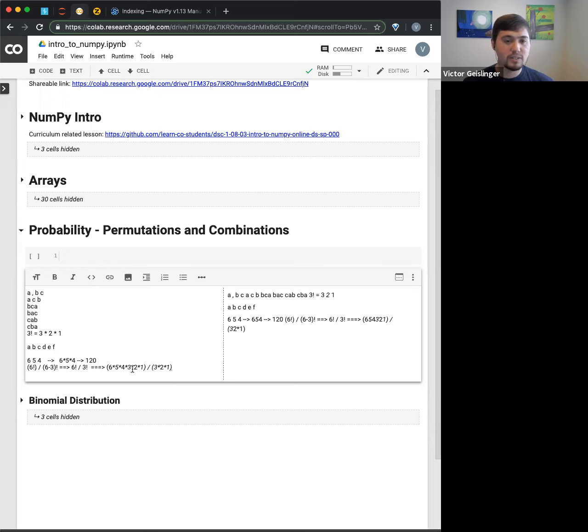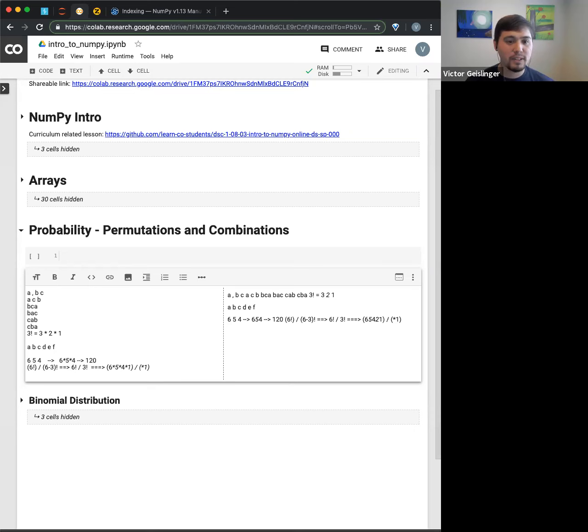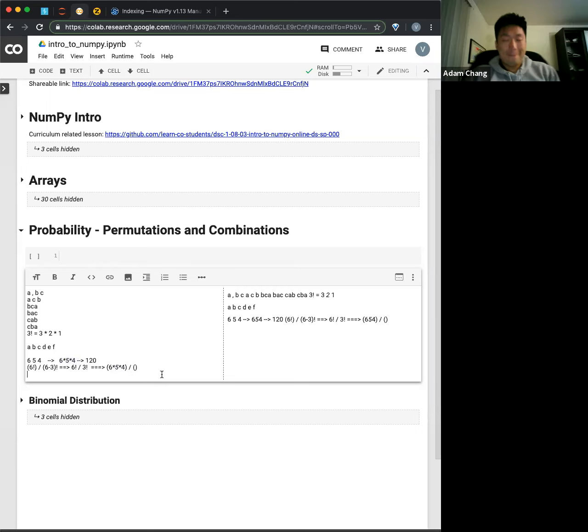And so what's 3 divided by 3? 1. So I can get rid of the 3. What's 2 divided by 2? 1, and of course I don't care about 1s, but also 1 divided by 1 is 1. So you can see that what's left is 6 times 5 times 4. Oh, it's like magic. Math is magic. So it's basically just a quick way for you to do these combinations.